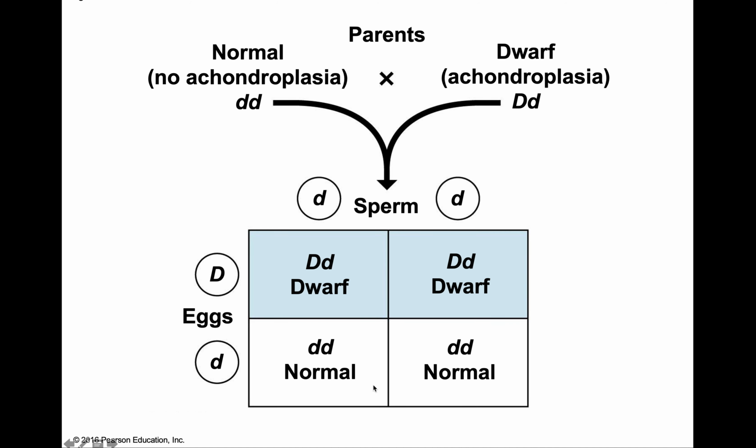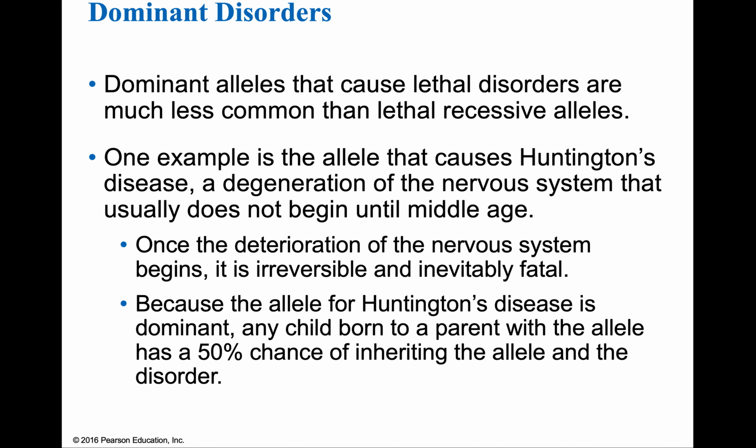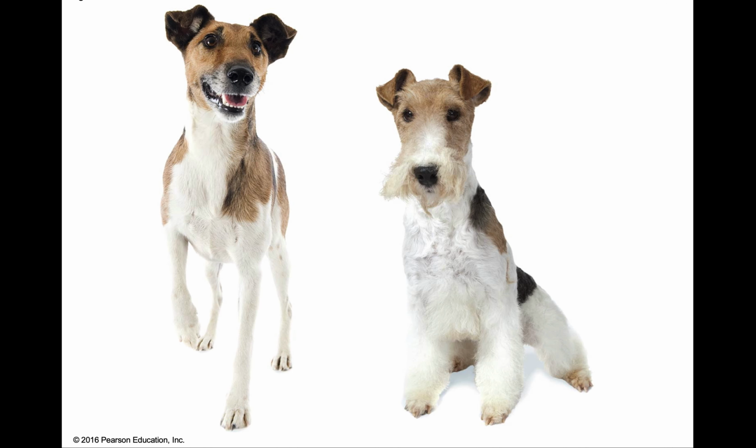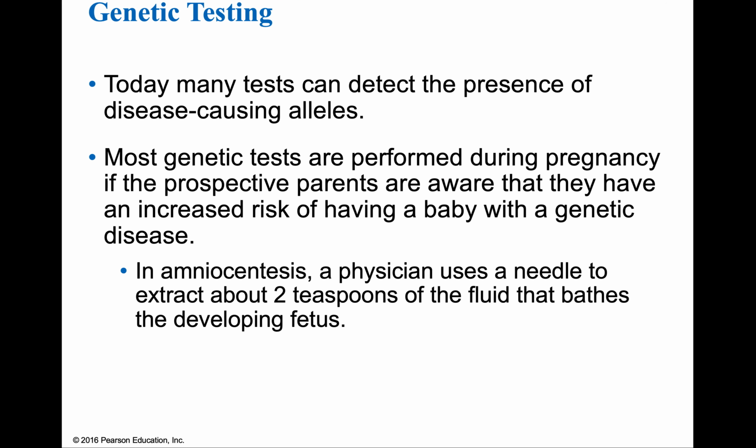Now notice in this example, I end up with having a 50% chance. So dominant diseases can be a little bit more destructive because it's now a 50% chance of actually having a child with dwarfism. Okay, that was page 156. Okay, now don't care, don't care. Now this one I do care.